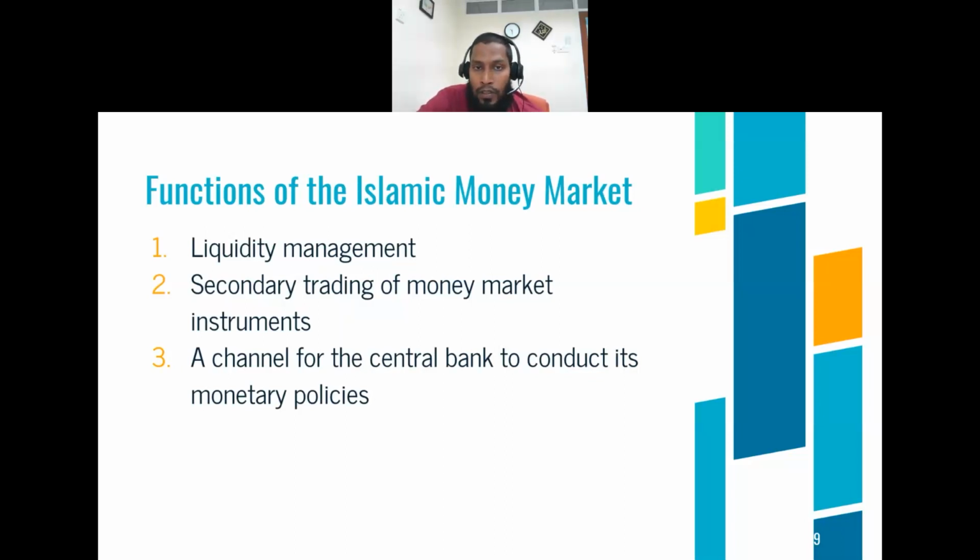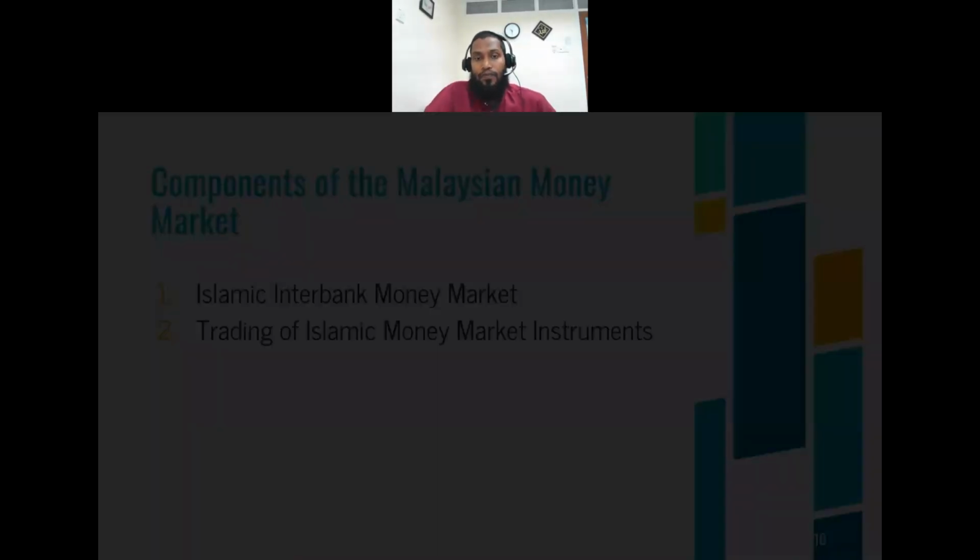Similarly, through the money market, the government can issue securities like short-term sukuks as well as other Islamic money market instruments in order to either take cash out of the economy or pump more cash into the economy. So these are the monetary policies that can be implemented through the Islamic money market.